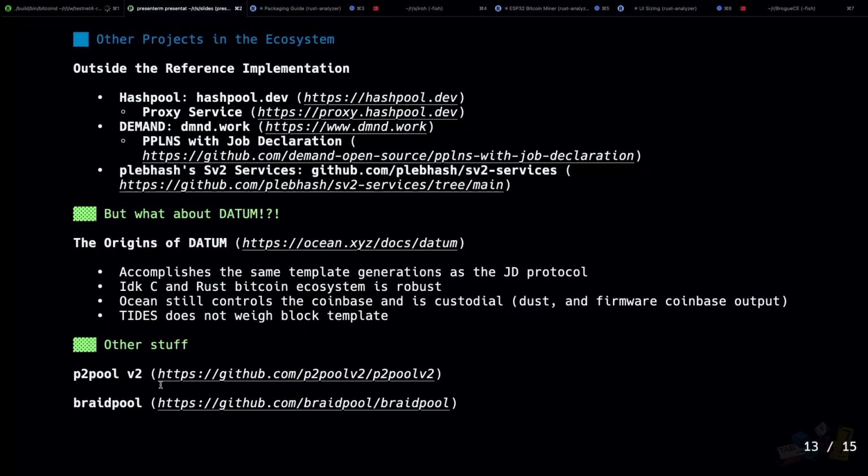And then, of course, what about Datum? I would be remiss if I didn't mention Datum in a mining talk. So you can go read about Datum. You can go read about the origin of Datum. It does basically the same thing as a job declaration protocol. It allows the template building to happen at the local LAN. I don't know C, so I'm not going to go contribute to Datum.